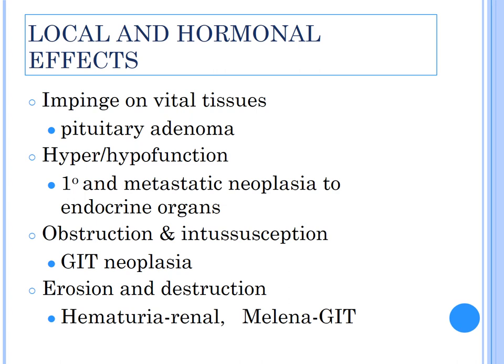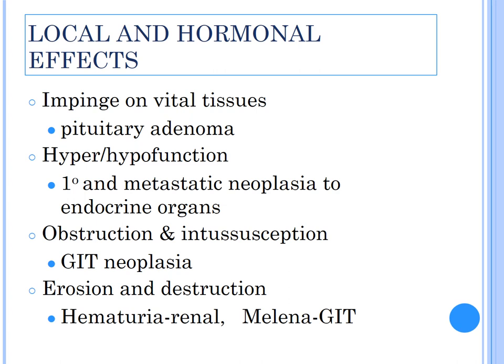Now, because there are many cells, they may hyperfunction or they may be so immature that they do not function. So you can have primary or metastatic neoplasia to endocrine organs with a hyper or hypofunction. A very good example is a tumor of the beta cells of the pancreas. What do the beta cells produce? They produce insulin. And if you have plenty of these beta cells, you have plenty of insulin. What do you expect? That patient will be fainting all the time because of what? Low blood sugar. Because of the excess insulin, this patient will have low blood sugar.